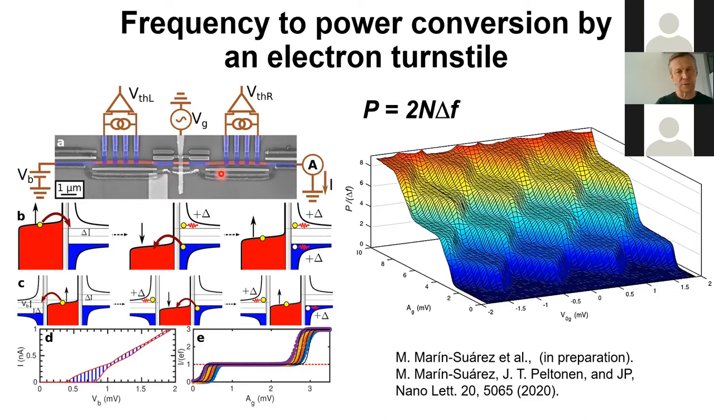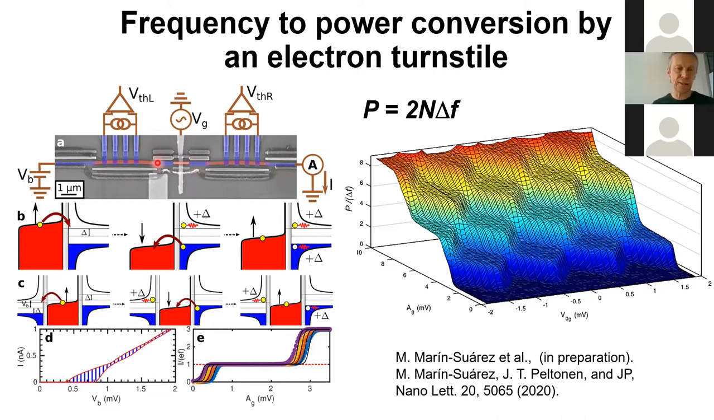It looks a bit complicated, but the principle there is that you have here this single electron transistor with a normal island in the middle, then superconducting leads connected to it. And then you again have this gate voltage here. Now, when you change the gate voltage, it will again spit the electrons to the leads synchronously with the gate voltage.